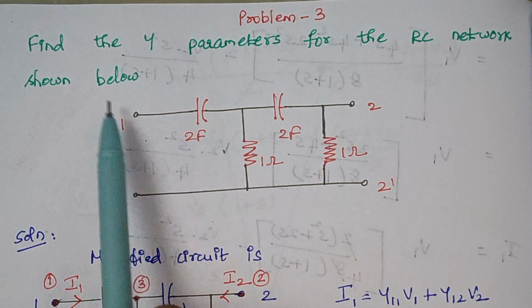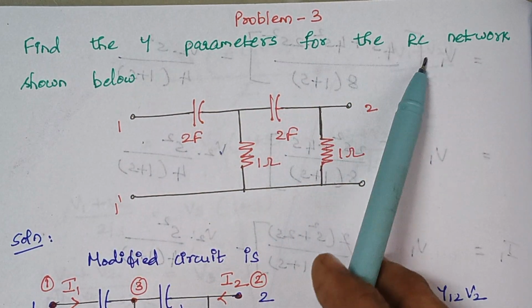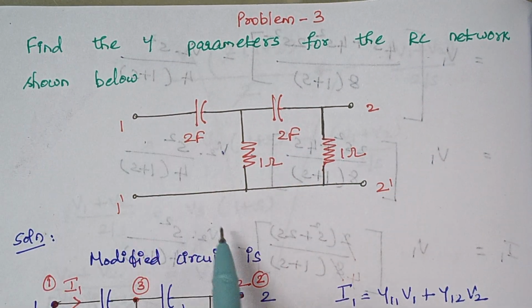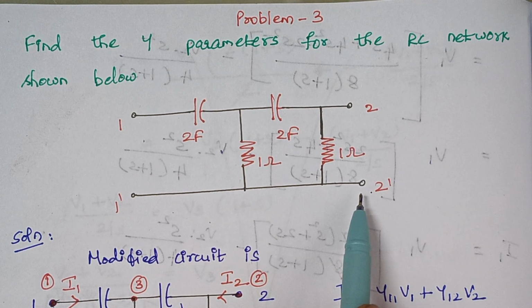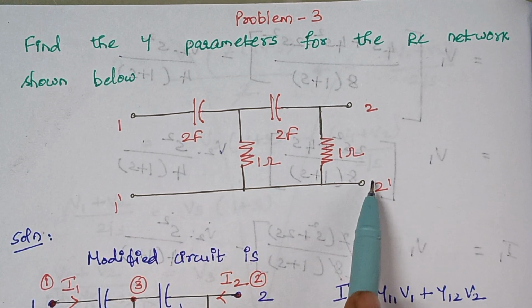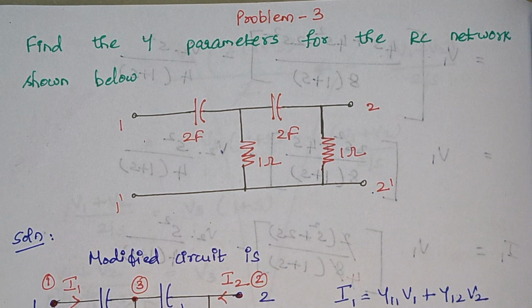Here the problem is to find the y parameters for the RC network shown below. This is the given network, which has two capacitors and two resistors and it is a two-port network. Now I am going to directly use nodal analysis for solving this problem.